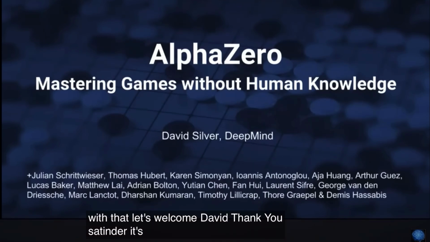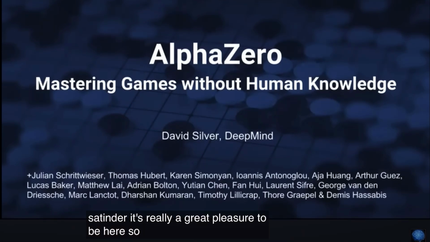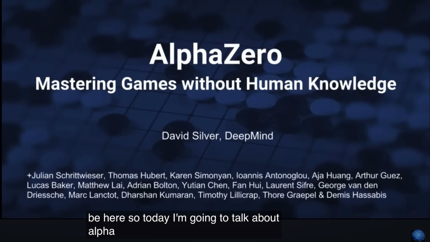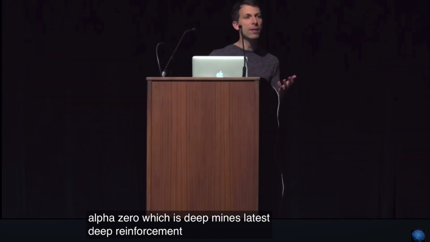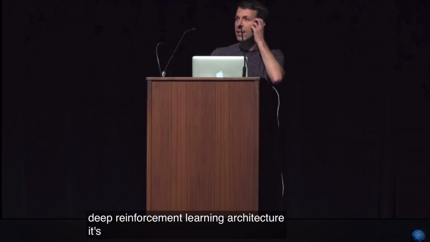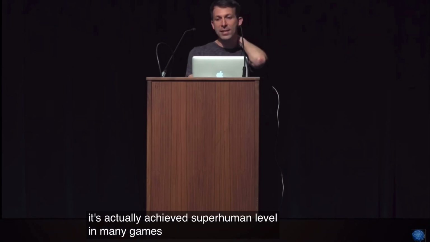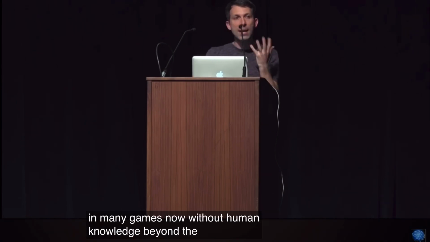Thank you, Satinder. It's really a great pleasure to be here. Today I'm going to talk about AlphaZero, which is DeepMind's latest deep reinforcement learning architecture. It has achieved superhuman level in many games now, without human knowledge beyond the game rules.